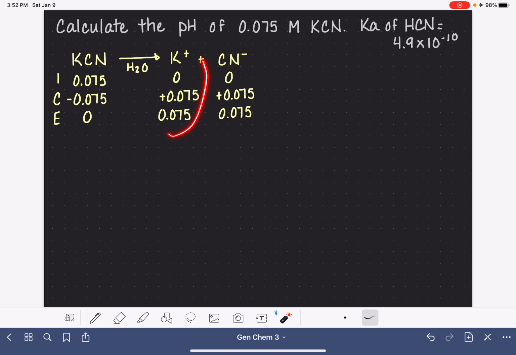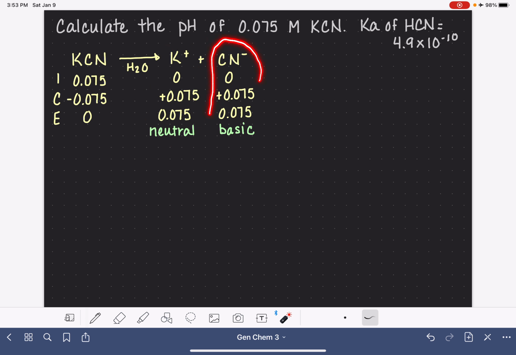Of these two ions, we need to now figure out which one of them is going to be controlling the pH of this solution. The potassium ion, because it's in group 1A, is a neutral cation. The cyanide ion is not one of those five neutral anions, which means that the cyanide ion is basic. Because the potassium ion is neutral, it is not going to be controlling the pH of the solution at all, and we don't need to be thinking anymore about the potassium ion. We can ignore it from here on out.